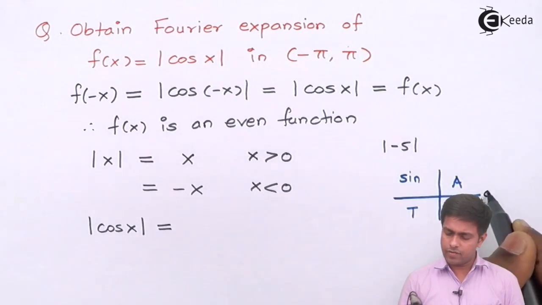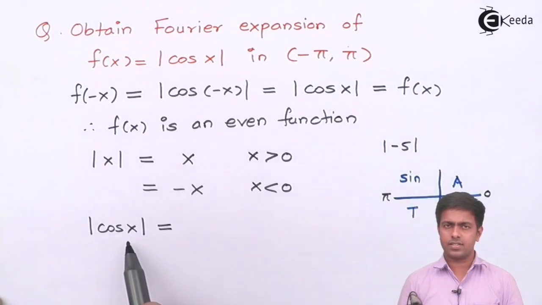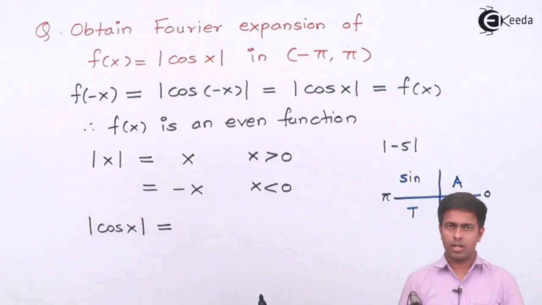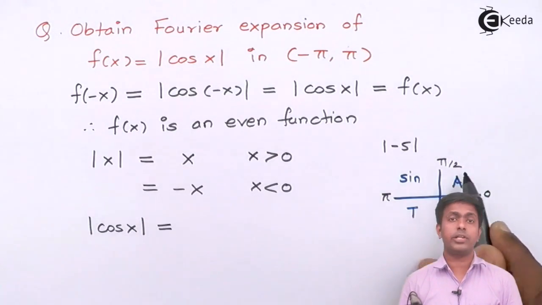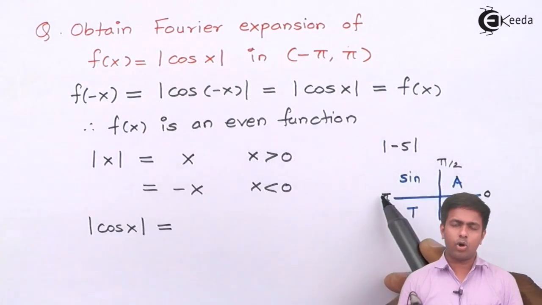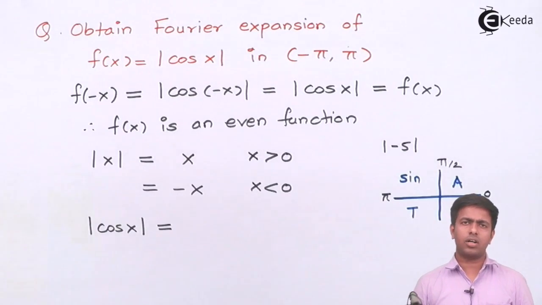So let's say here we have 0, here we have pi. Now if you see the value of cos x originally without mod, then in the first quadrant till 0 to pi by 2 it will give you value as positive, but in the second quadrant that will become negative originally, because in the second quadrant only sine and cosec are positive.